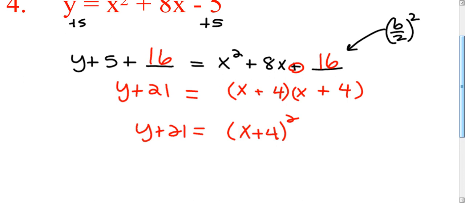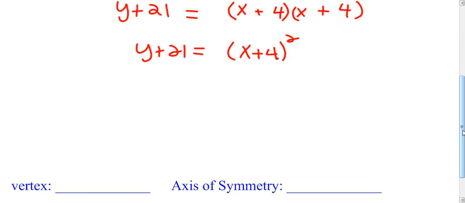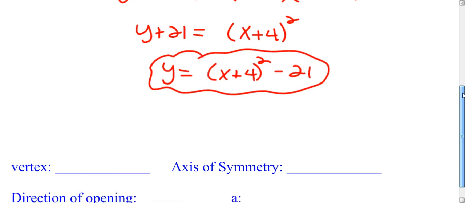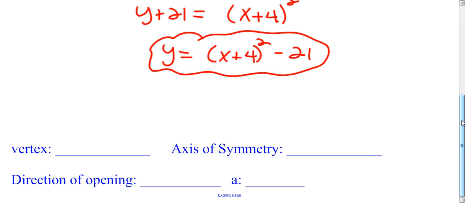So here's where I'm at, and then we'll move that 21 back over and subtract it so that I get y equals x plus 4 squared minus 21. So here's my equation in vertex form, and once you have that, it's pretty easy to figure out the vertex. By the way, my a right here, I have this imaginary 1, so my a is 1. It's positive, so I know it opens up.